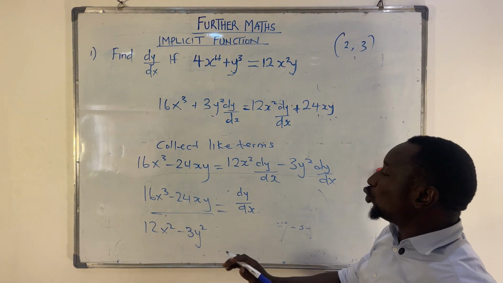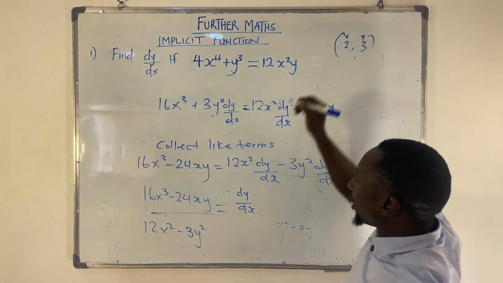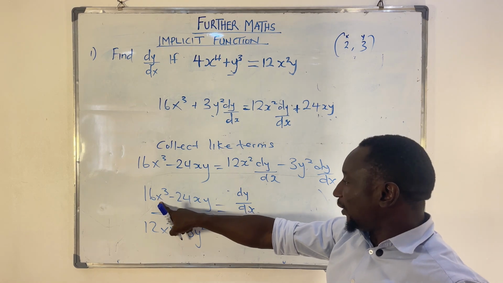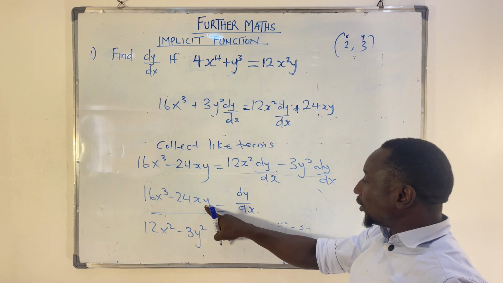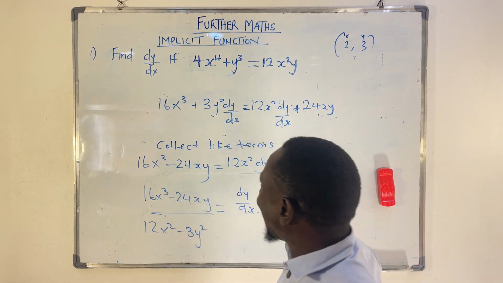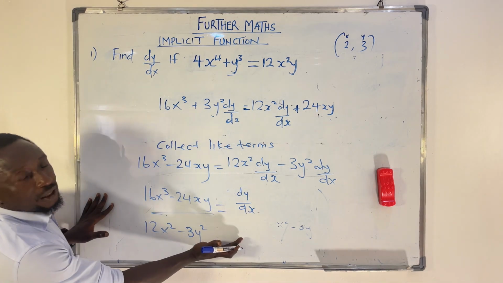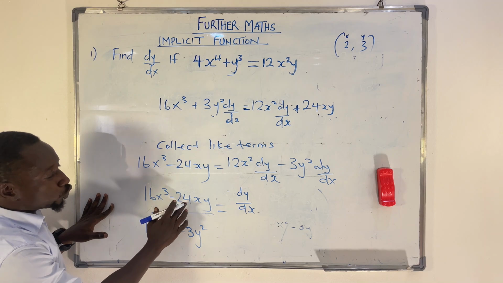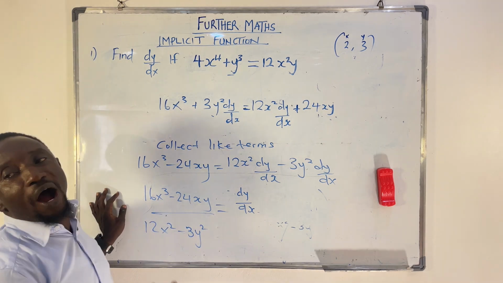Now, if they give you a point, let's assume they say at the point (2, 3), all you need to do is to substitute the values, this is my x, this is my y. Substitute the value of x here and y, and then simplify to get your final answer. But the question just said, find dy/dx, so we'll stop here. Our dy/dx is 16x cubed minus 24xy over 12x squared minus 3y squared.